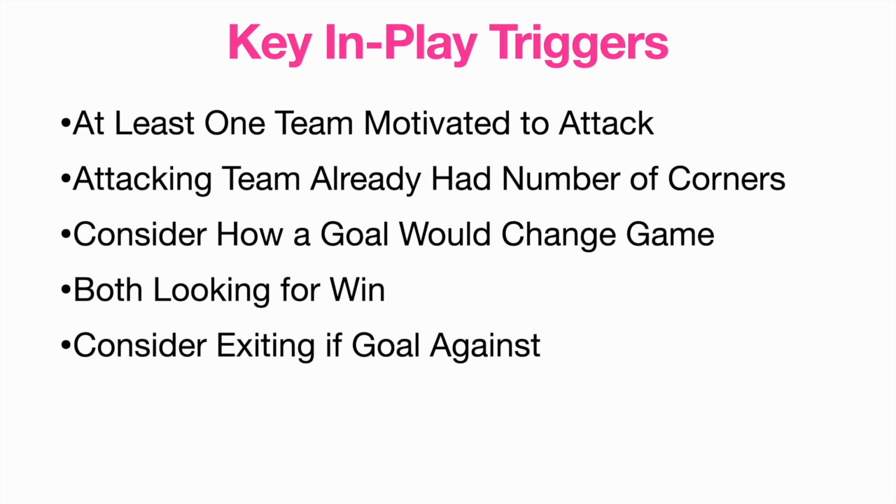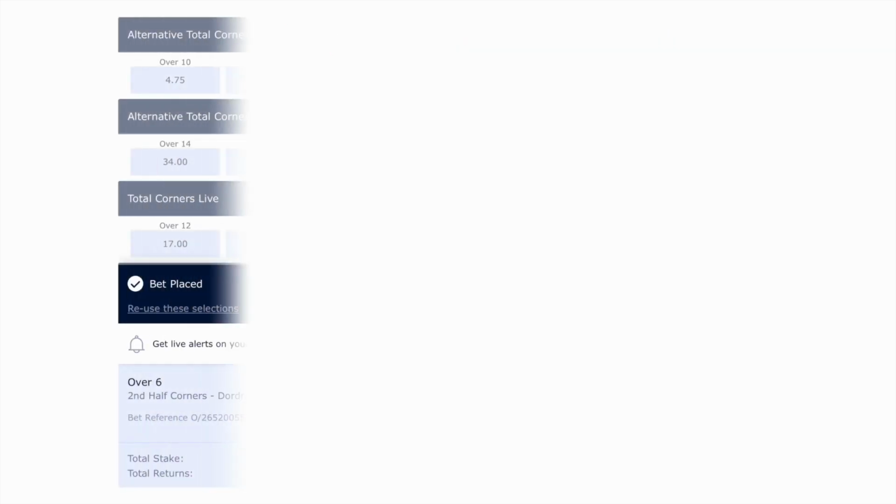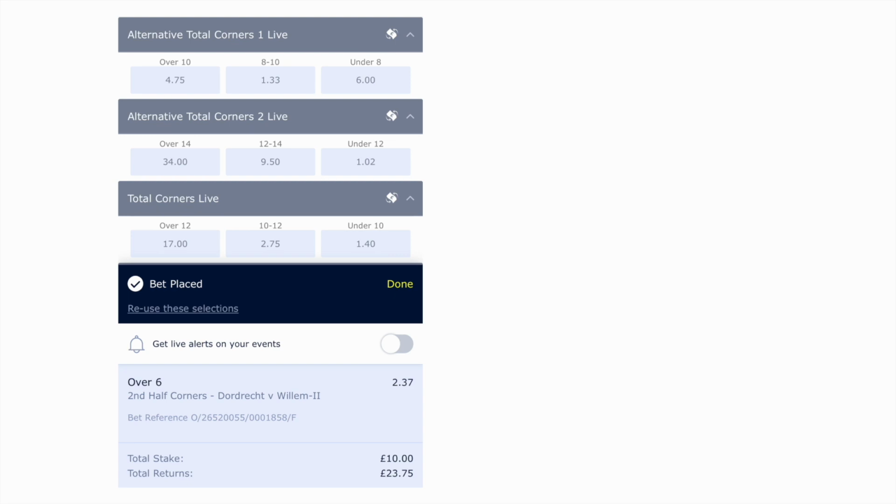So let's have a look at some examples of games that I bet on. I think they were all on Sunday, actually. The Sunday just gone, you'll be able to see. So this first game was in the Eerste Divisie, the second tier in the Netherlands. And you can see that the bet that I placed was over 6 second half corners.